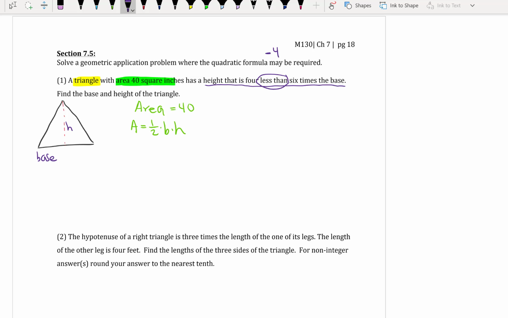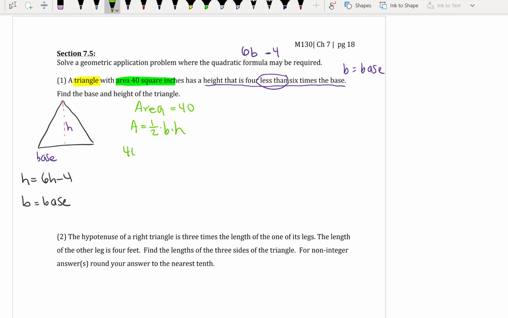6 times the base. Well, let's let B be the base. So 6 times that would be 6 times my B. So I know that my height is equal to 6B minus 4, and that B is equal to my base. And so now I can plug in my values.